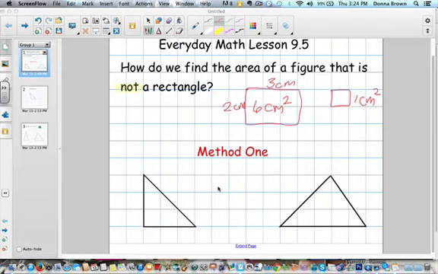So tonight's video on lesson 9.5 is finding the area of shapes that are not rectangles. Remember, this is just a little review from today. If we have a rectangle, we would measure the sides. So in this case, the base right here would be 3 centimeters and the height would be 2.